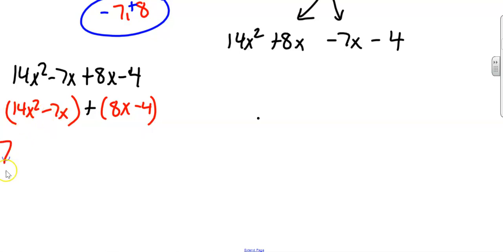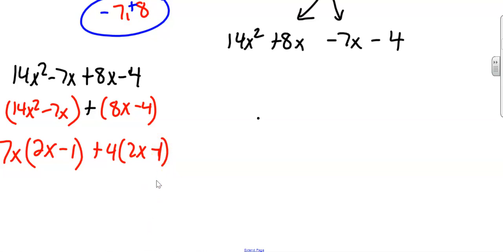14 and 7, you can take out a 7. They both have an x. So that would leave 2x, and we do 7 divided by 7. That would leave it with just a 1 there for a placeholder. Same thing with the 8 and 4. You can take out a 4 and leave you with 2x minus 1. So you do have the 2 parentheses here that are the same. So that's 2x minus 1, and then you've got 7x plus 4.